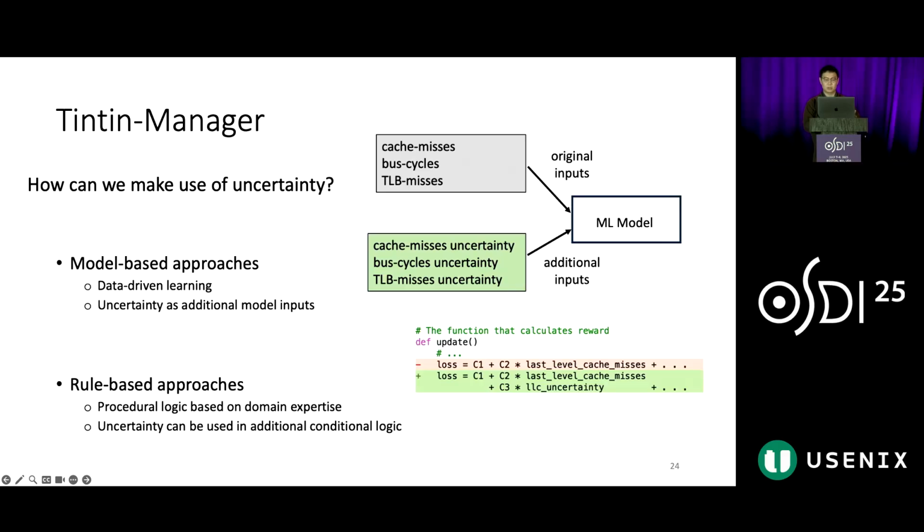For the model-based approaches, they are typically data-driven and rely on machine learning models. So in this case, we can simply put the uncertainty information as extra model inputs. And for the rule-based approaches, they are typically procedural logic based on the domain expertise. So in this case, we think the uncertainty can be used as an additional logic check. Just check if the confidence is enough before you make the final decision.